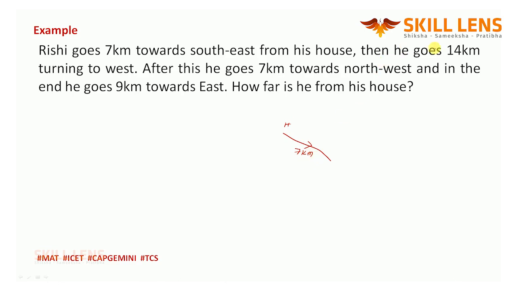Then he goes 14 kilometers to west. West means what, guys? Exactly like this. So 14 kilometers. If this is 7, try to draw a larger one. So this total will become 14, west. Then he goes 7 kilometers towards north. Okay, northwest. Northwest means, can I say the upwards? Yeah.